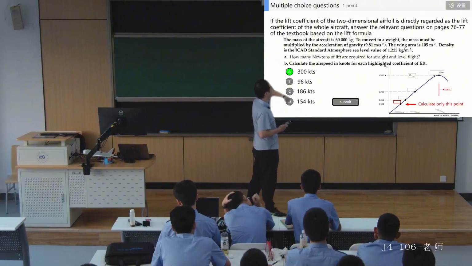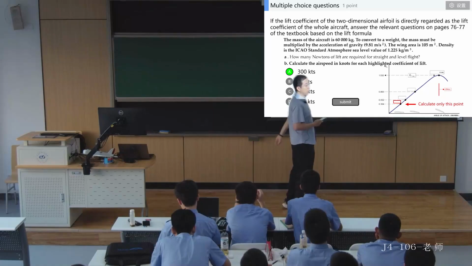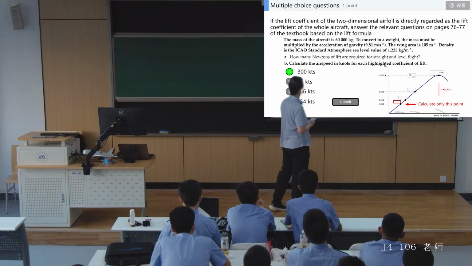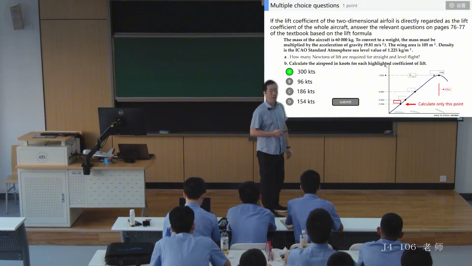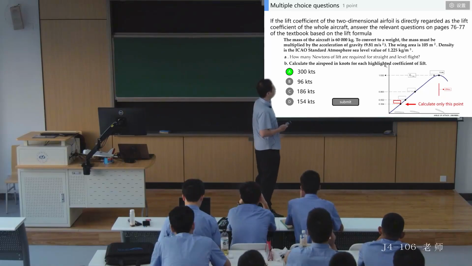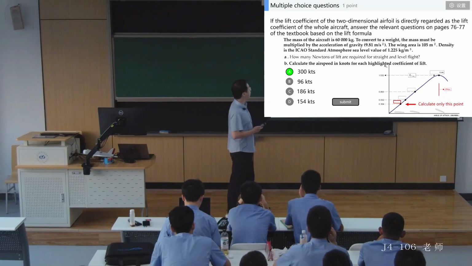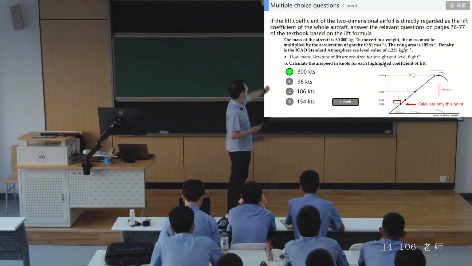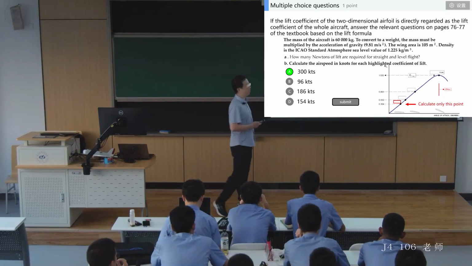So, to convert mass to gravity, it should be multiplied by 9.8. Then, this airplane has a wing area of 105 square meters. We take the standard atmospheric condition for air density, which is 1.225 kilograms per cubic meter. Alright, so the first question is, how many newtons of lift are needed to keep the airplane in level flight?